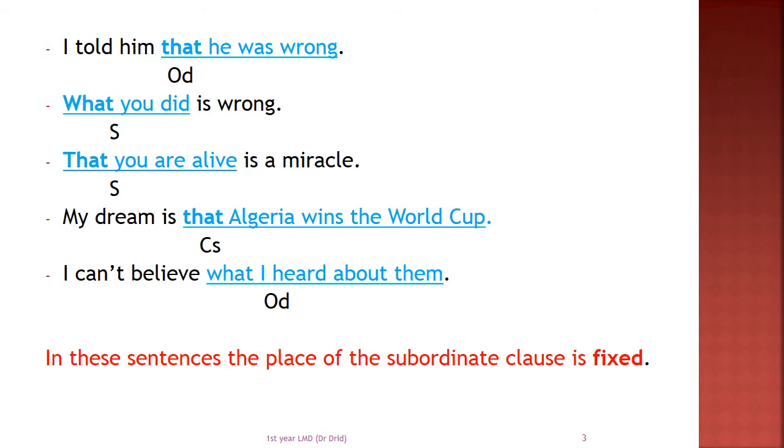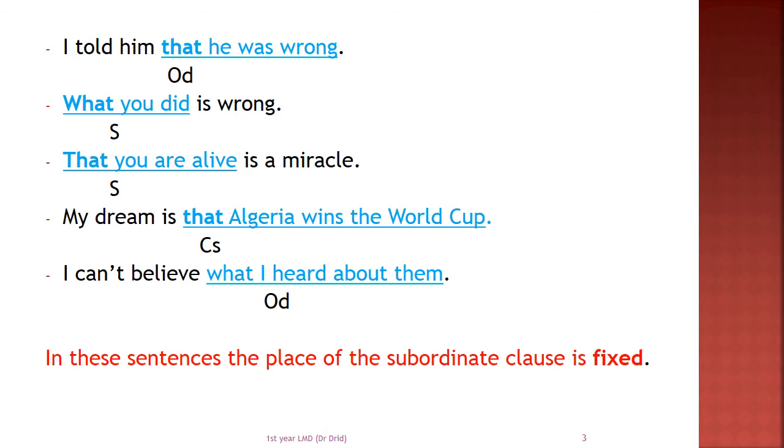In the following sentence, "What you did is wrong," what you did acts as a subject whose verb is the verb "is." So it cannot appear in another position. "That you are alive is a miracle." The same here. The clause functions as a subject.